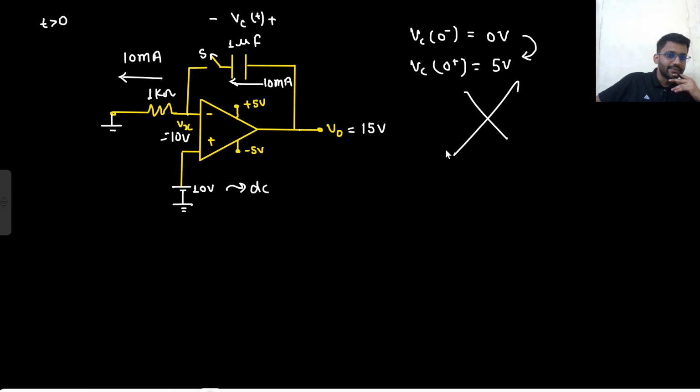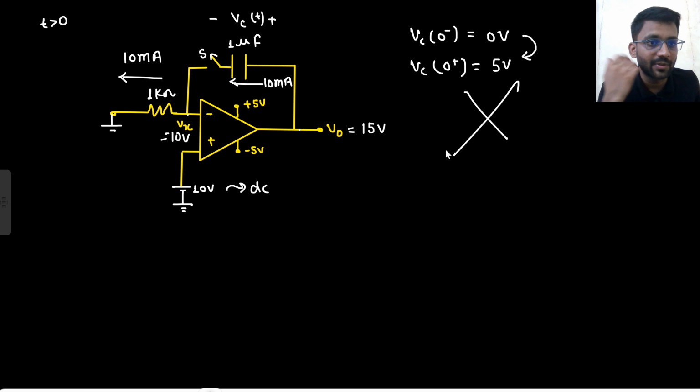Did you understand this point? Your VC 0 minus was 0 volt. Now you are saying that I know output is saturated. You have to agree to this point because switch was open, output was saturated. Even if the output is saturated, I still want to apply the concept of virtual short.